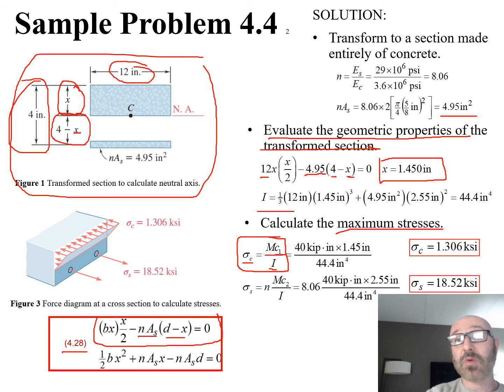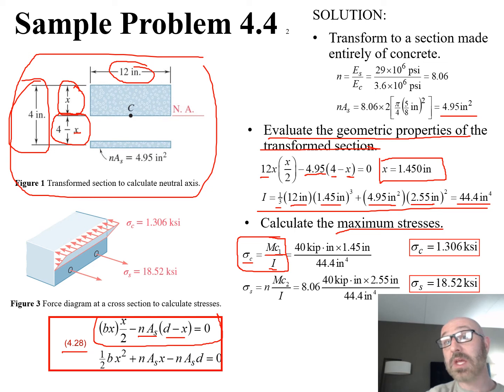We have this governing equation right here to solve for I. So we have 1/3 our base times our height cubed, plus our A_s times n times our value right here of 2.55 inches squared, which is equal to, if we plug this in right now, 44.4 inches to the 4th. Do these units make sense? Yes, it should be in inches to the 4th.